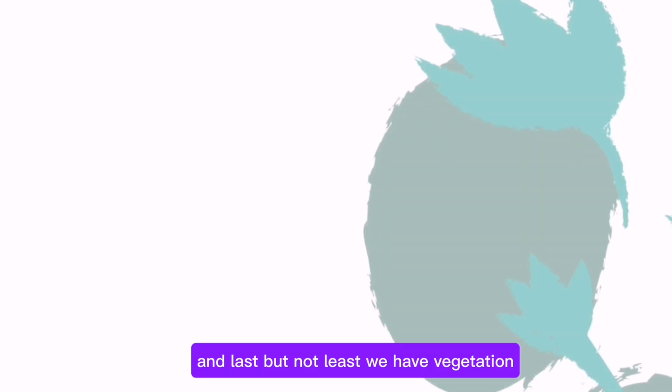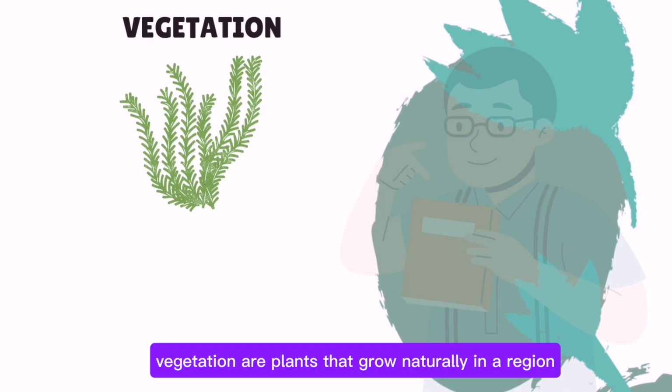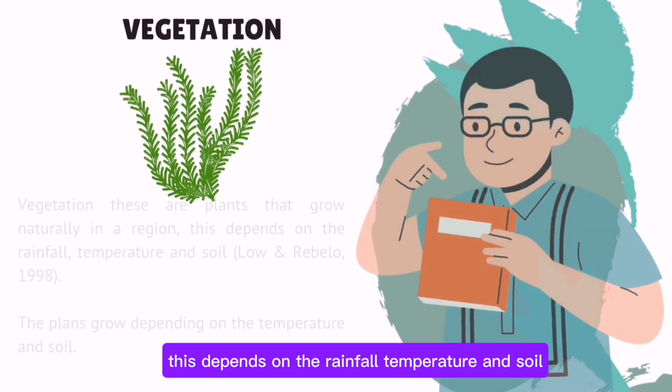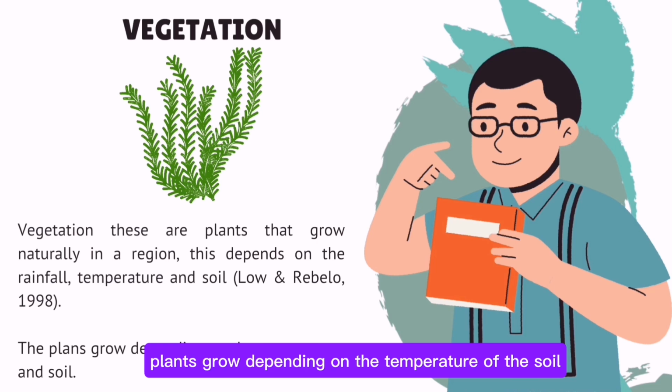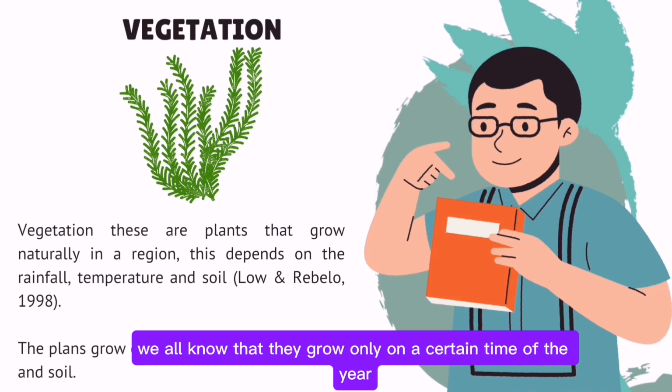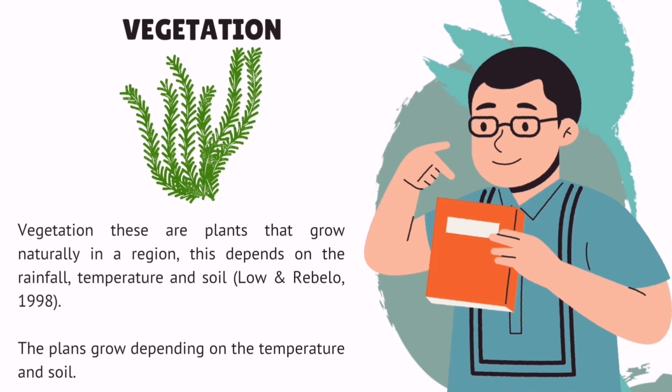And last but not least, we have vegetation. Vegetation is plants that grow naturally in a region. This depends on the rainfall, temperature, and soil. Plants grow depending on the temperature of the soil. An example can include mango trees in Durban. We all know that they grow only at a certain time of the year, when the season comes around.